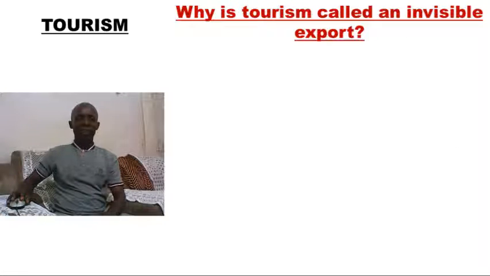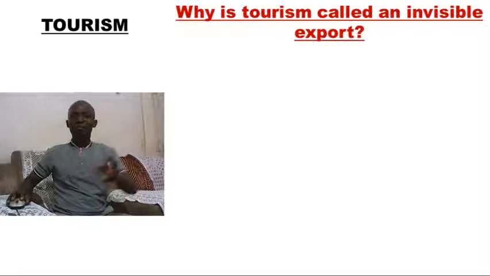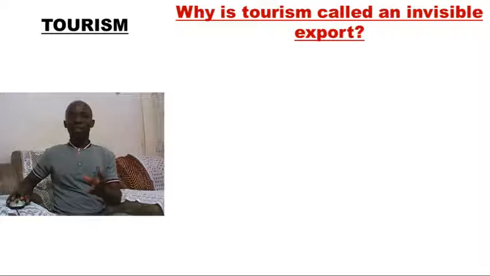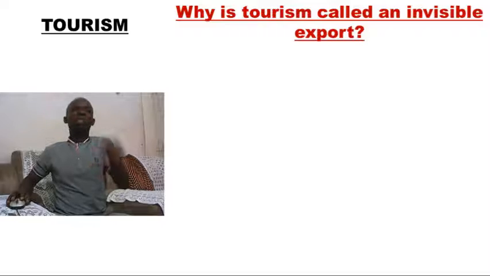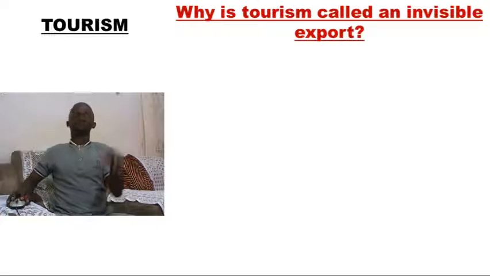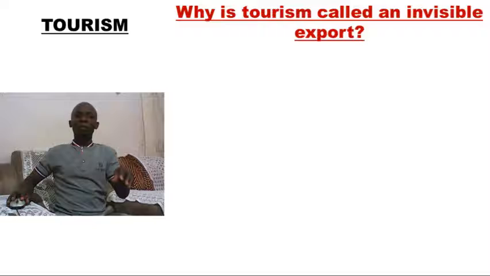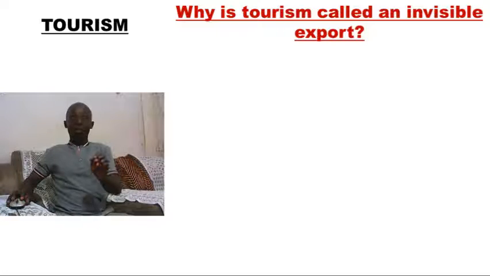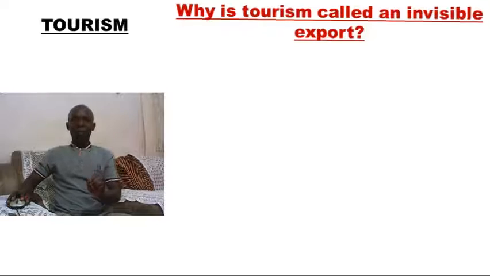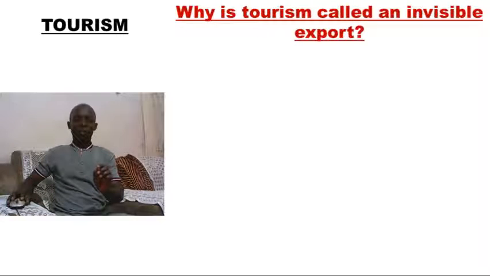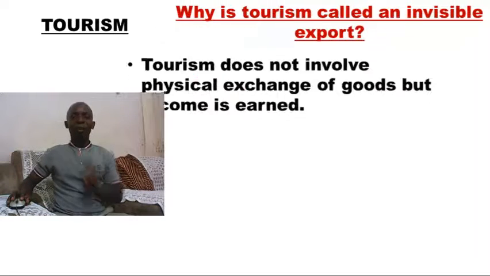Let us look at the next question. Why is tourism called an invisible export? Something invisible is something you cannot see. It exists, but you cannot see. So tourism is also called an invisible export. Why? So we need to know why it is called an invisible export.